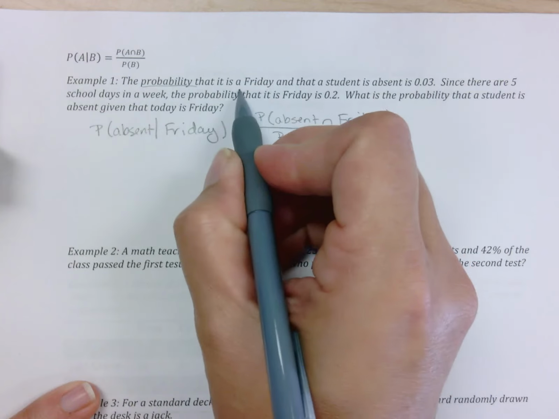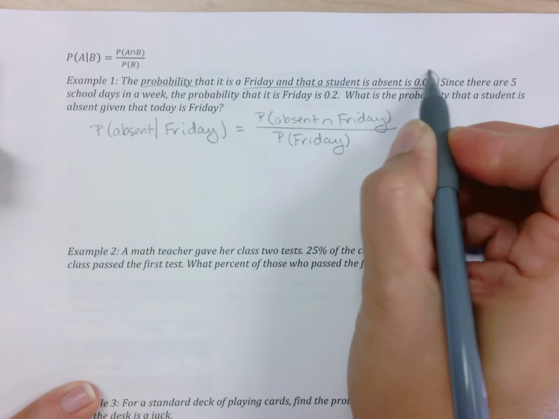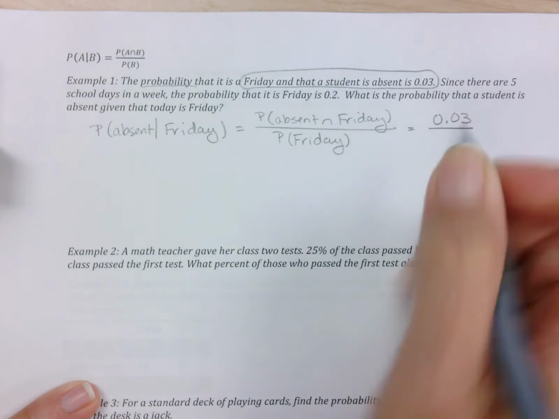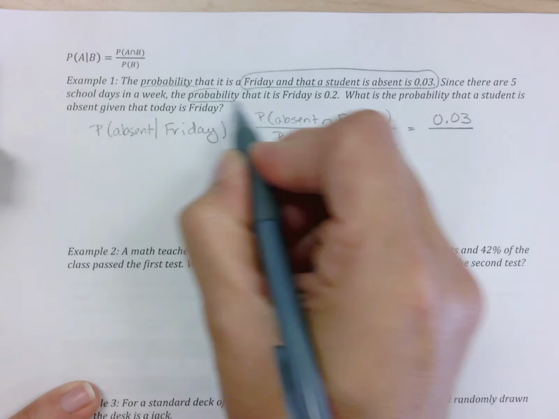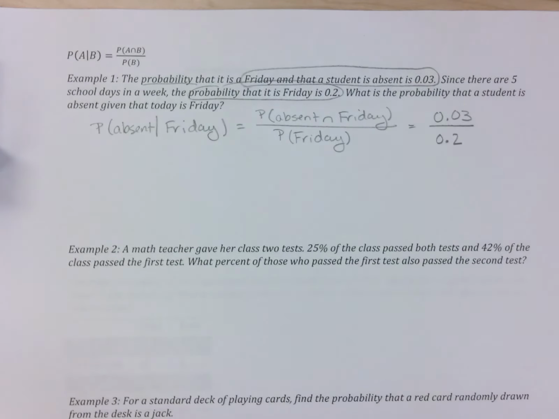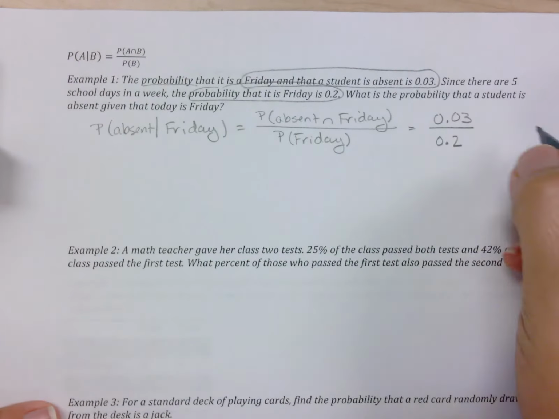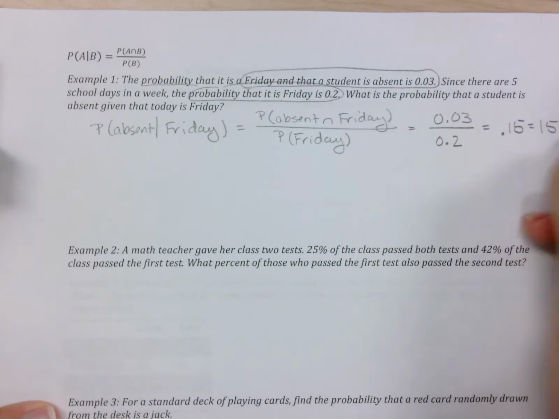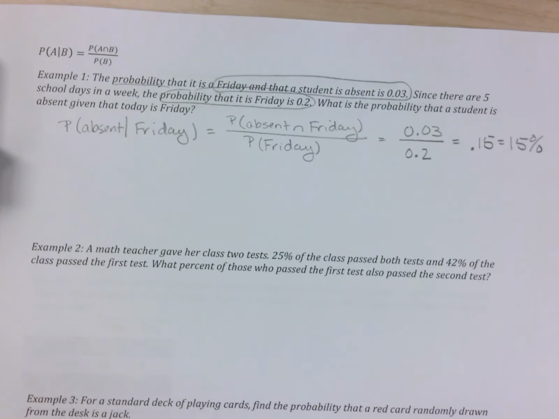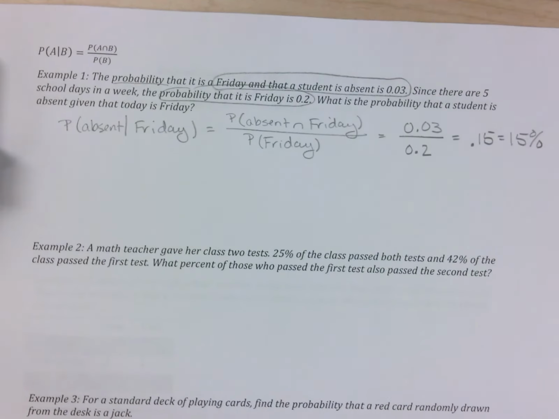So the probability that it is Friday and a student is absent is 0.03, and the probability that it is Friday is 0.2. And then all you'll need to do is divide, and you'll find that 0.03 divided by 0.2 is 0.15, which is 15%. So the probability that a student is absent given that it is Friday is 15%.